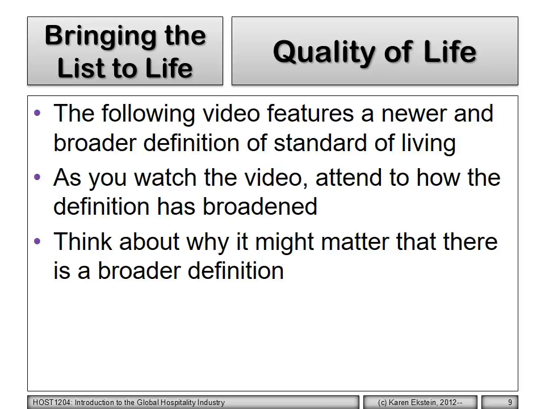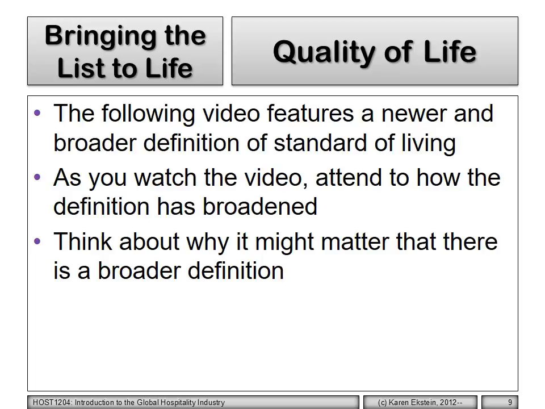The first on that list is quality of life. In the following video, you're going to be exposed to a newer definition of the standard of living. Standard of living has often been used in economic terms to describe the well-being of a society. It's based on the GDP of a society, and this is exactly what the problem with it is, as you'll see in the video.